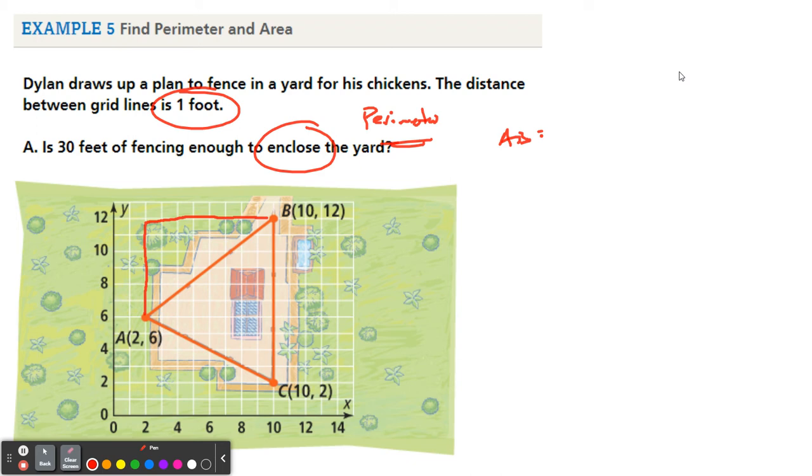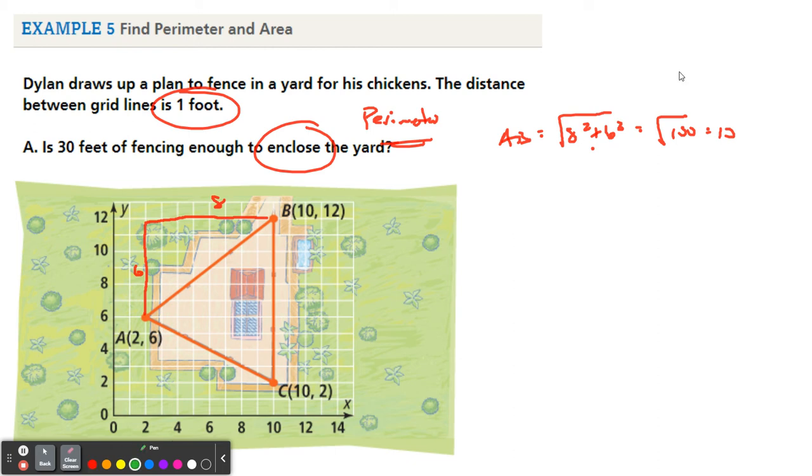Vertical 1, 2, 3, 4, 5, 6. Horizontal 1, 2, 3, 4, 5, 6, 7, 8. So I'm going to do 8 squared plus 6 squared. That is going to be the square root of 100, which is a nice number of 10. So that's 10 feet.